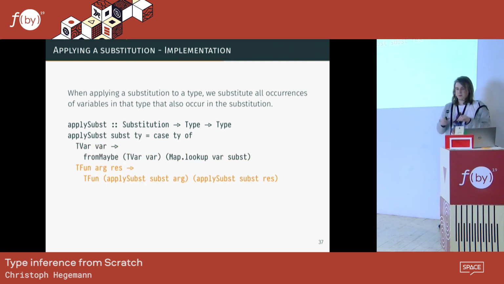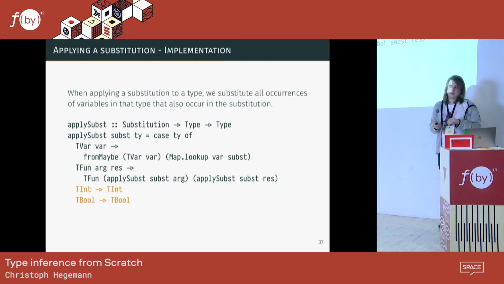For the function type, we recurse into the function and the argument type. So we apply the substitution to the argument type, and we apply the substitution to the result type of the function. And literal types, substitutions don't matter to literal types because there's no type variables in int or bool.